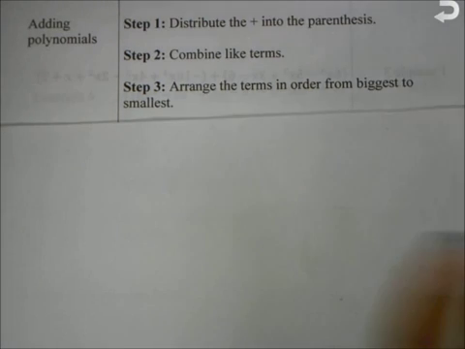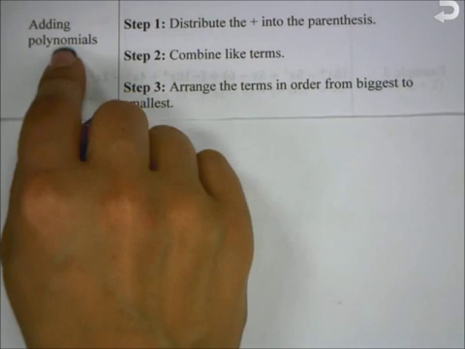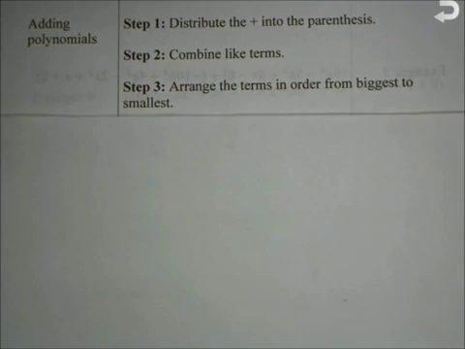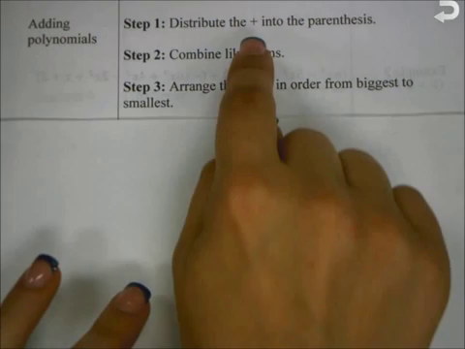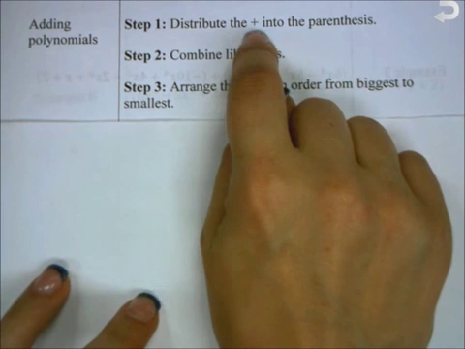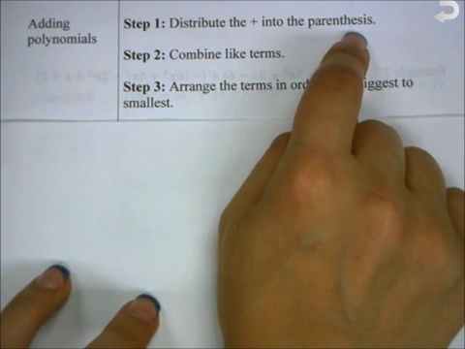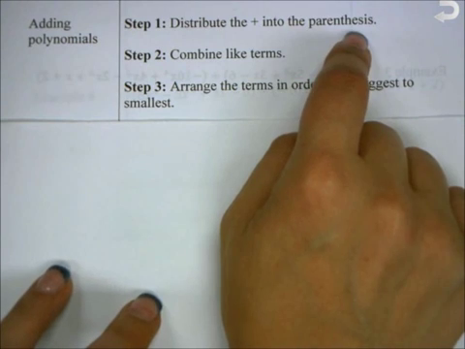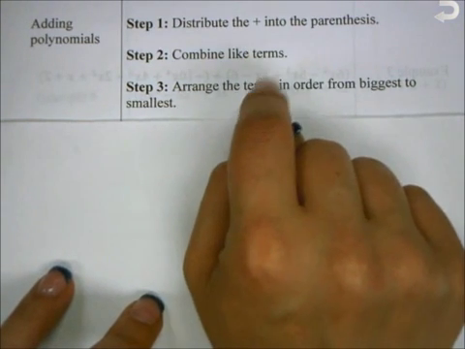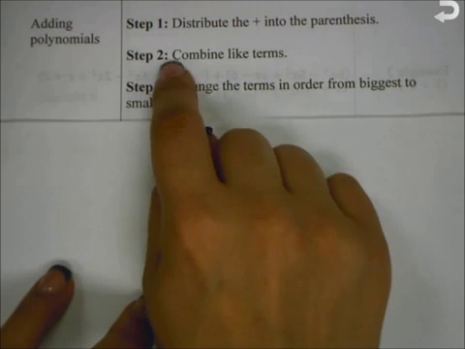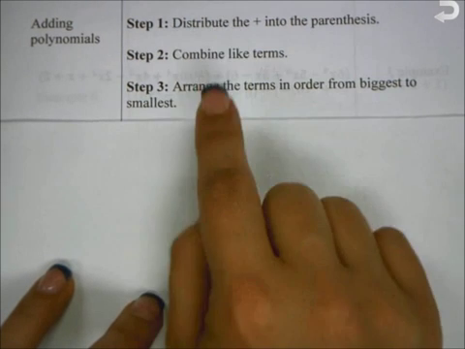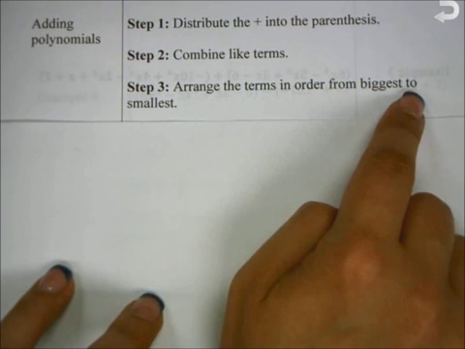So when we're adding polynomials, that means we have 2 sets of parentheses of a bunch of different stuff. When we're adding, we have to distribute the plus into the parentheses, which is like multiplying by a positive 1. Does that change the signs of anything? No. Then we're going to combine like terms. And then we want to arrange the terms in order from biggest to smallest.